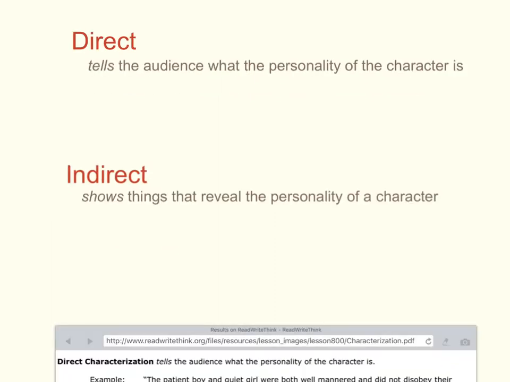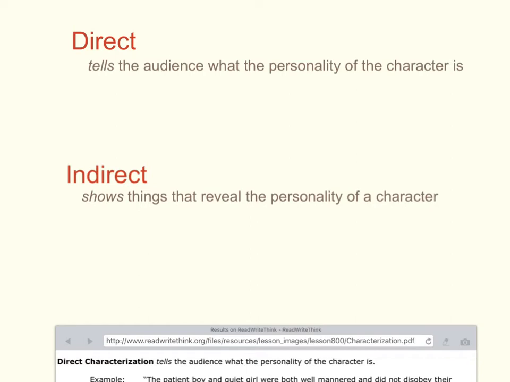And finally, we have direct and indirect characterization. And these are the two, I think, most important ways that an author will tell us about his or her character. In direct characterization, the author is going to tell the audience what the personality of the character is. They might describe it in the description. They might have, like in a movie, somebody else tell you about that character. But we don't get to see it for ourselves necessarily until somebody's told us about it.